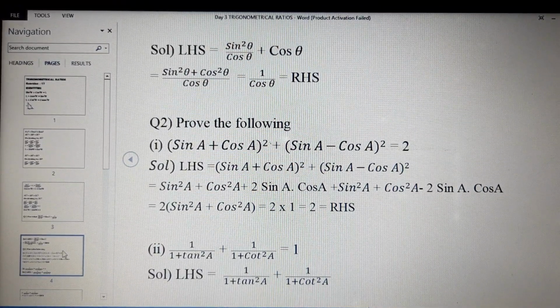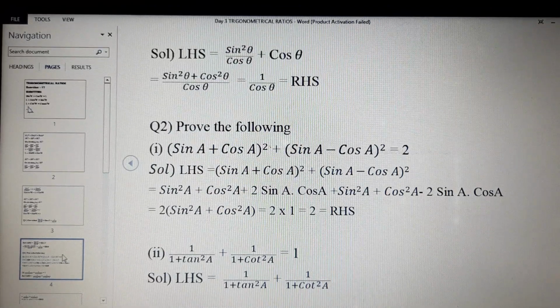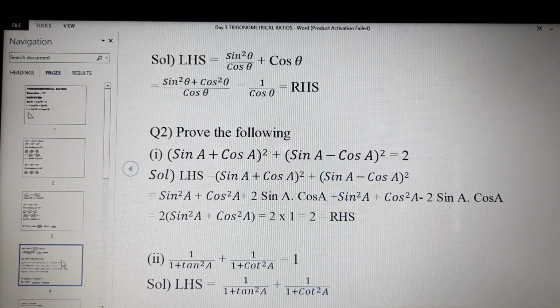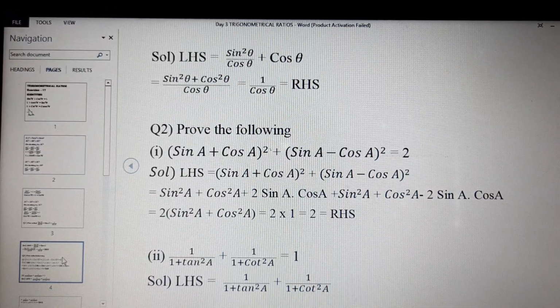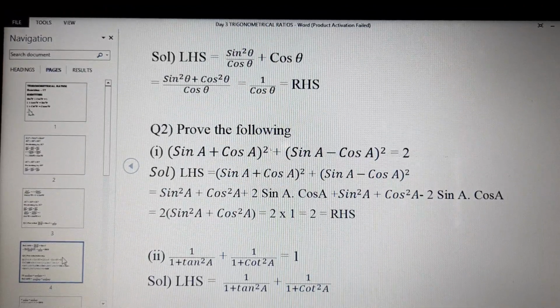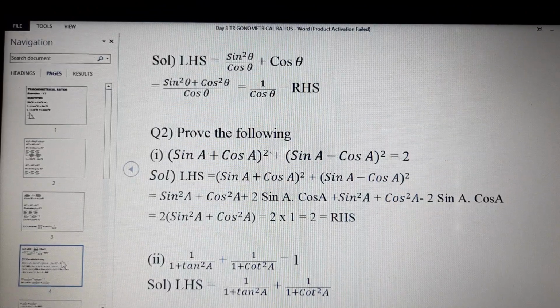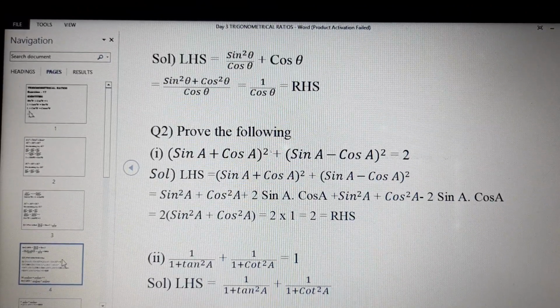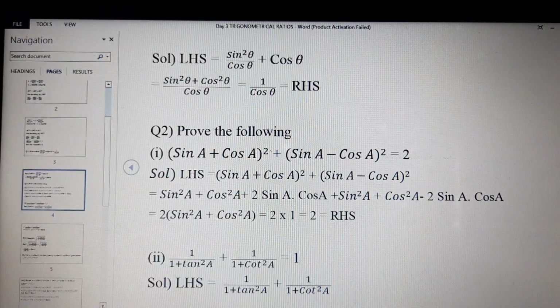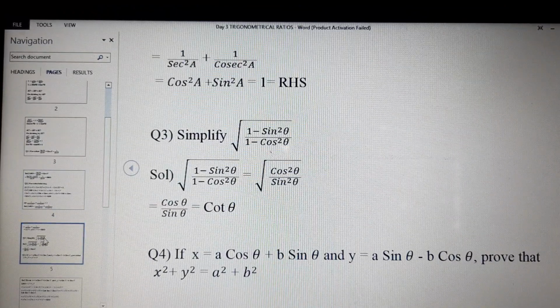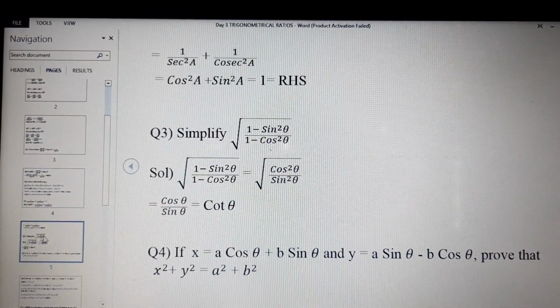Moving on to the next part, it is 1/(1 + tan²A) + 1/(1 + cot²A), and we have to prove that it is equal to 1. So we have written the LHS: 1/(1 + tan²A) + 1/(1 + cot²A). As we know, 1 + tan²A is equal to sec²A and 1 + cot²A is equal to cosec²A.